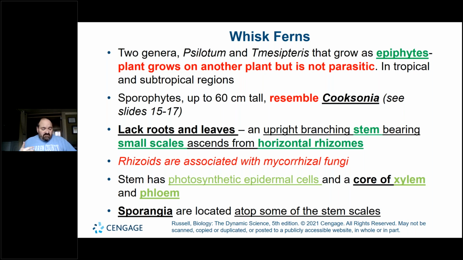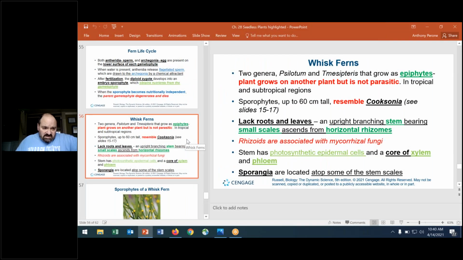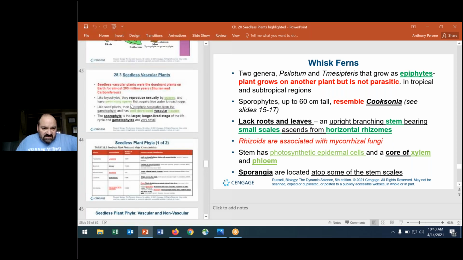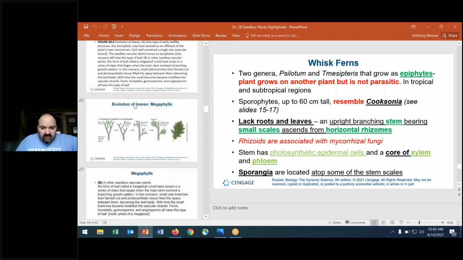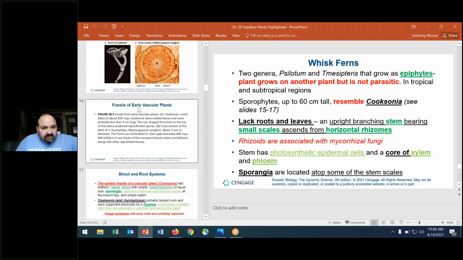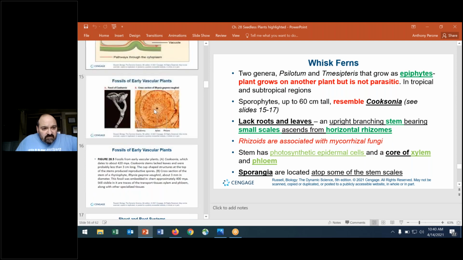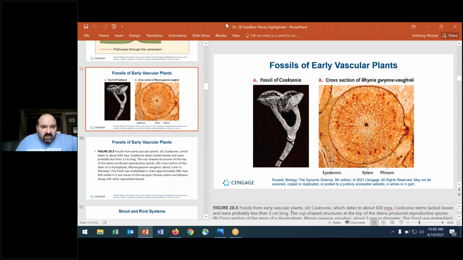Another type of vascular plant, the whisk ferns, okay? You'll see here that they're epiphytes. So what are they doing? They're growing on another plant, not parasitic, so more of a mutualistic type of situation here, and they resemble the Cooksonia, okay? So let's look here, coming back to 56, let me just notate that there, as far as slides 15 through 17 in the presentation. Oh, there we go. Okay.